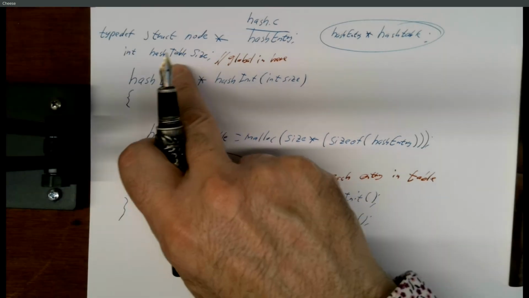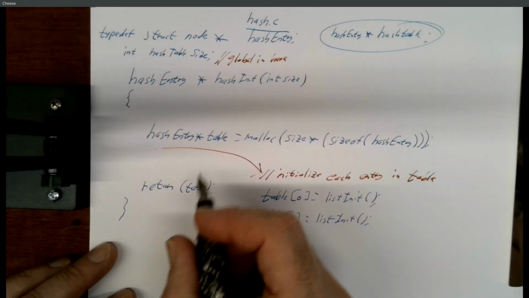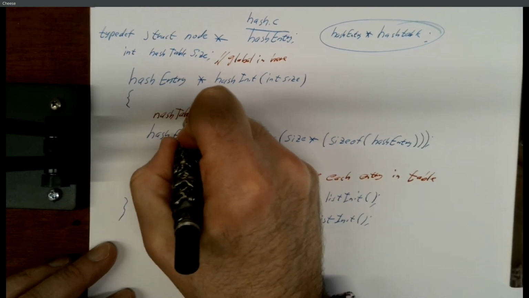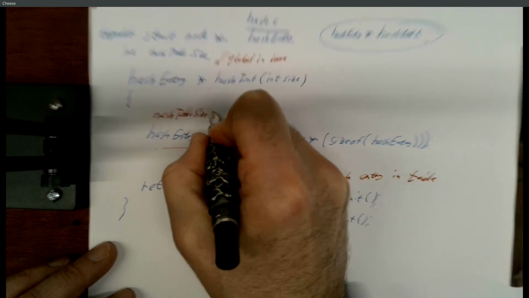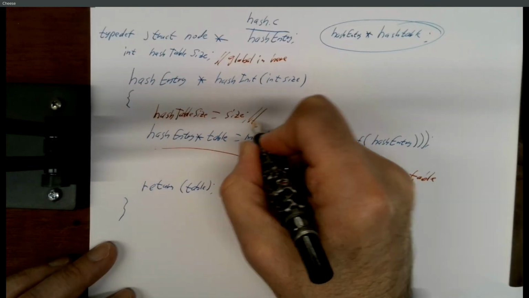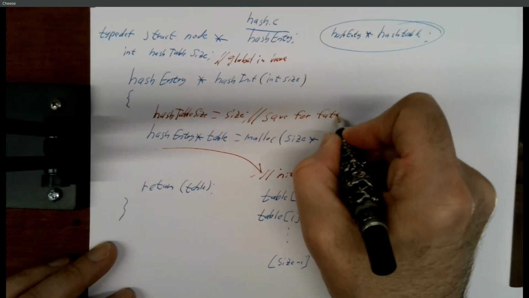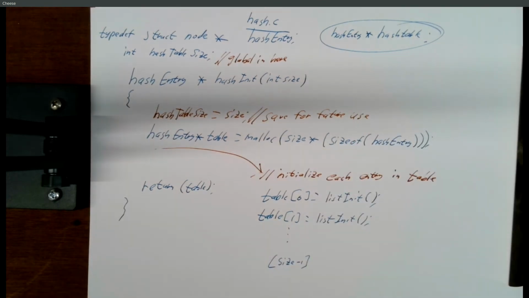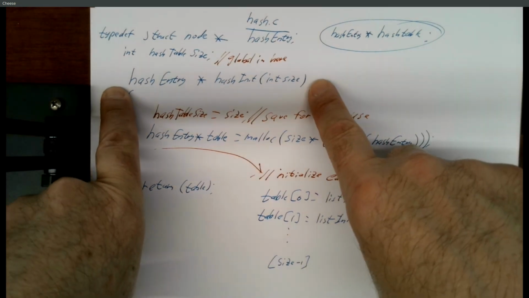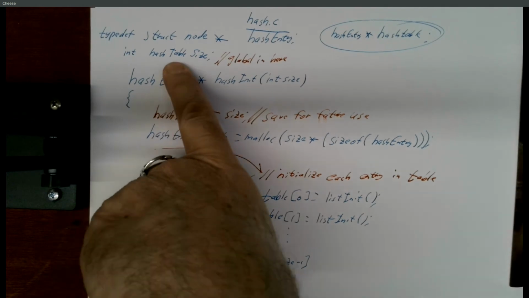All right, so we make this variable that's global inside this file, and then when you call hash init, you just say the following: hash table size equals size. And here we're just saving it for future use. And now in your hash function, assuming you define your hash function somewhere below here, it can just access hash table size and it gets this value right here.